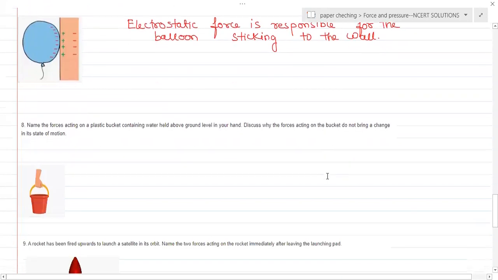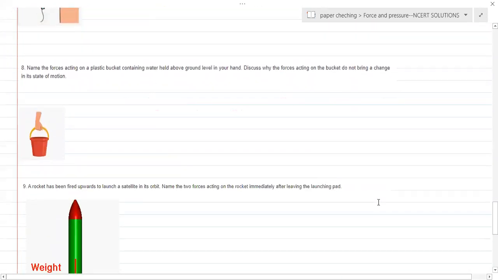Right. Next question. Name the force acting on a plastic bucket containing water held above the ground. As in, you're holding it, lifting the bucket up in your hand, right? Discuss why the forces acting on the bucket do not bring a change in its state of motion. So here there are two forces working: gravitational force, which is trying to pull the bucket downwards, and muscular force that you are using to lift the plastic bucket.